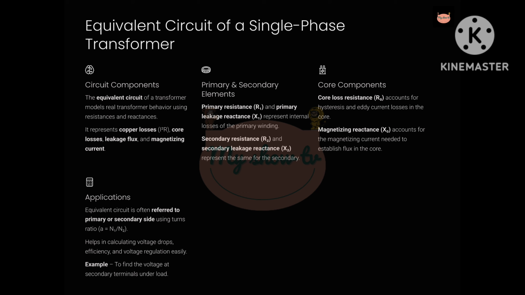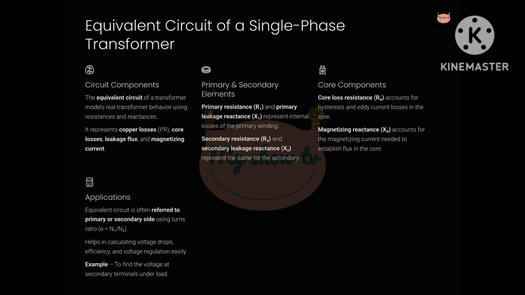Now, since having two sides, primary and secondary, in one circuit is complicated, we often convert all elements to one side using the turns ratio, a equals N1 by N2. This gives us the referred equivalent circuit, either referred to the primary or to the secondary side.